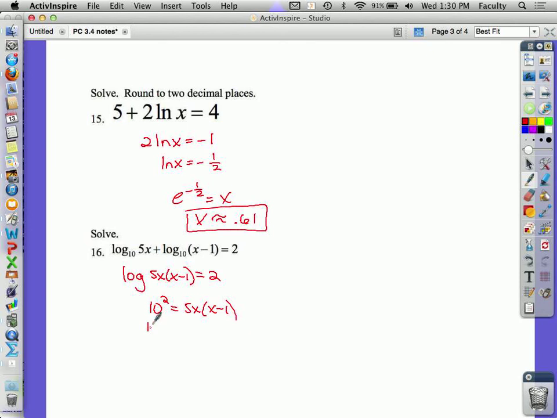So I'm getting a quadratic equation. My first plan of attack with a quadratic equation when I want to solve it is to try to factor it. Because it's an equation, I can divide by that GCF and make it x squared minus x minus 20.